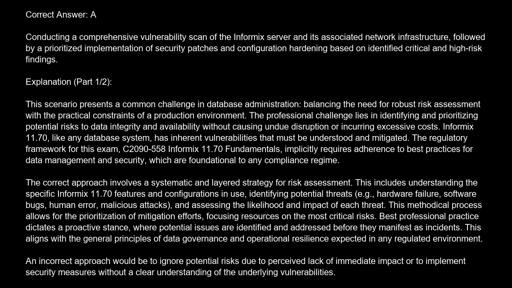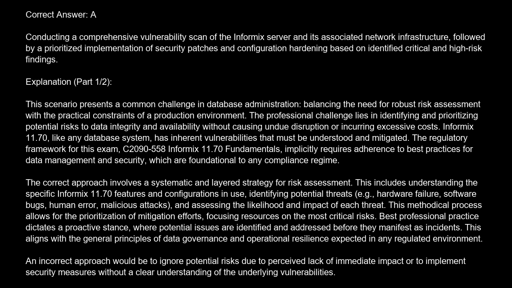The correct answer is A. Conducting a comprehensive vulnerability scan of the Informix server and its associated network infrastructure, followed by a prioritized implementation of security patches and configuration hardening based on identified critical and high-risk findings.